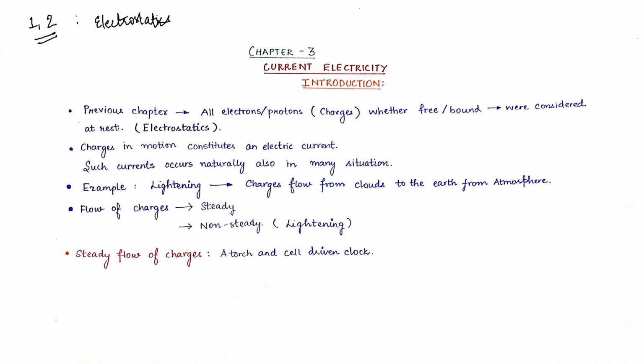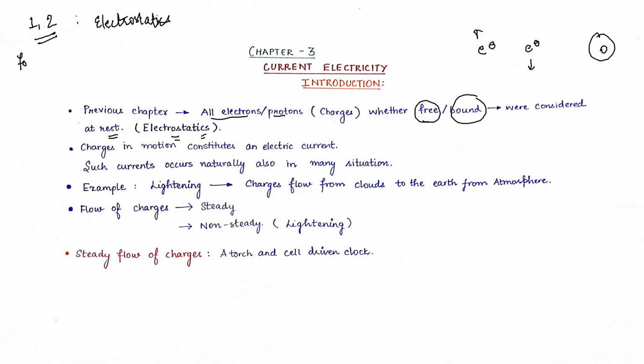So all these electrons and protons, which are cumulatively known as charges, whether they are free, roaming here and there in space, or bound within an atom, were all considered at rest. That's why we call it electrostatics. Electro is something carrying charge, and static means something at rest. So these were the things we studied in the previous chapters. We'll just get a quick recap.